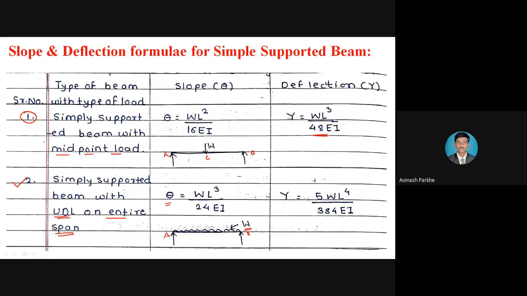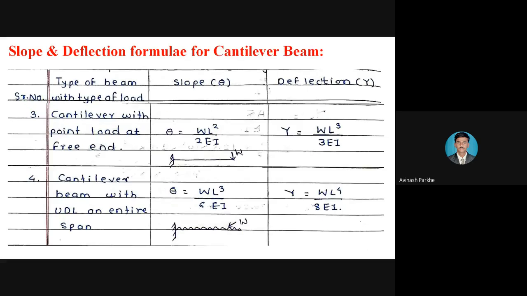Then what is the deflection formula? 5 WL raised to 4 upon 384 EI. So these are the 4 formulas for the simply supported beam subjected to the point load and the UDL. Then next, slope and deflection formulae for the cantilever beam. Again, case number 3, cantilever beam with point load at the free end.